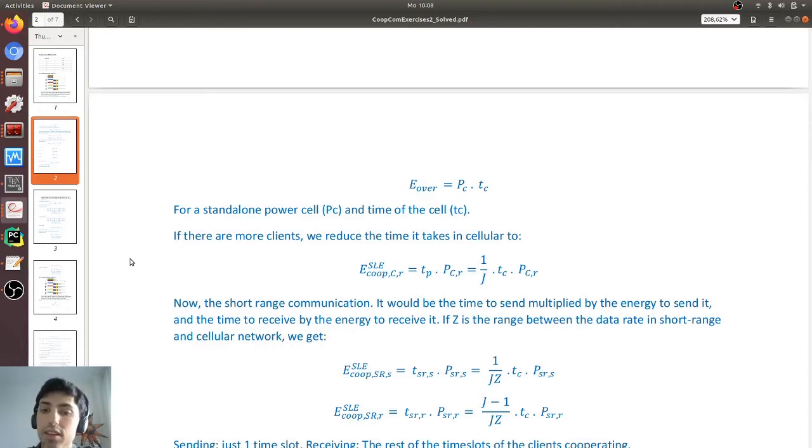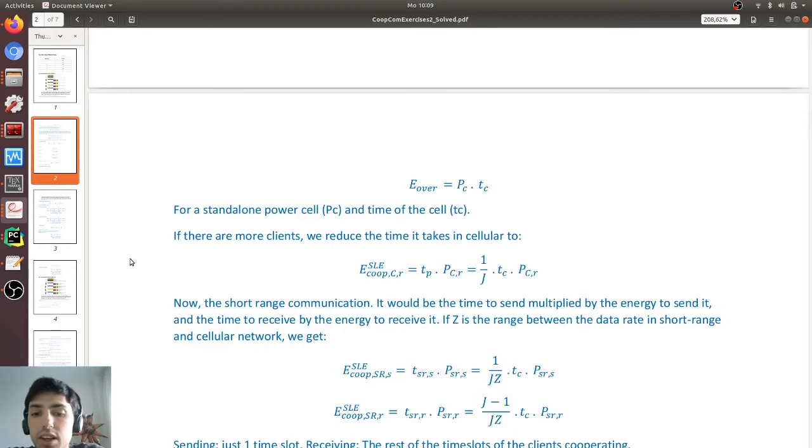However, this time the short range is faster. So if it is 2 times faster, this means that it will take 2 times less time for him to send this in the short range communication, and that's why this Z is contributing there. So in the end, the time to send this part of his data file is going to be 1 divided by Z and also by J, because the short range is faster.